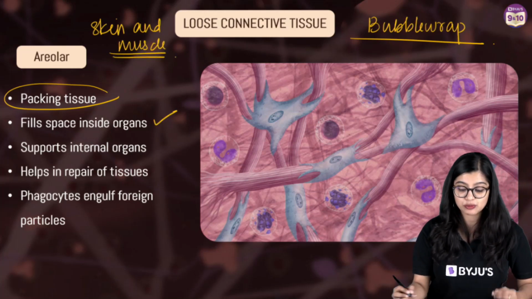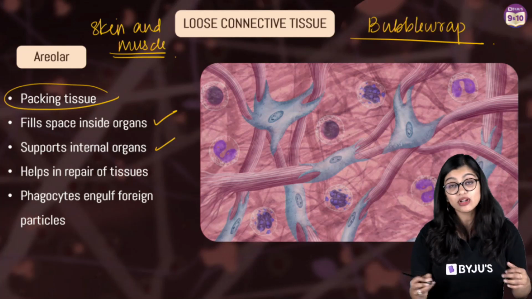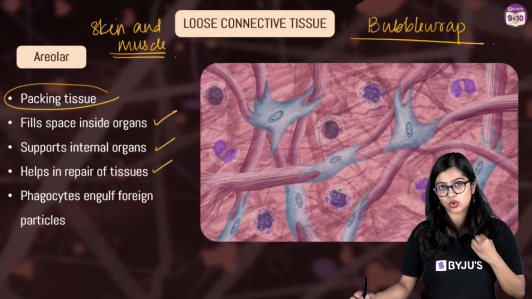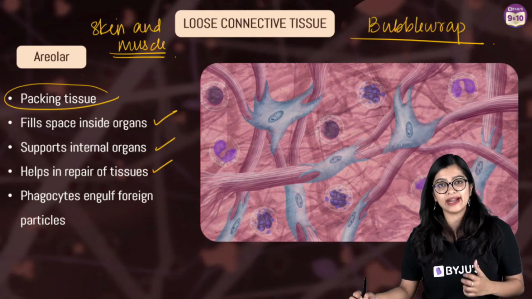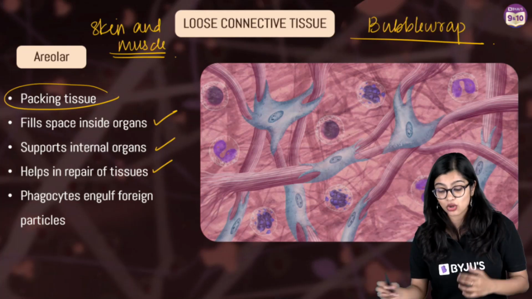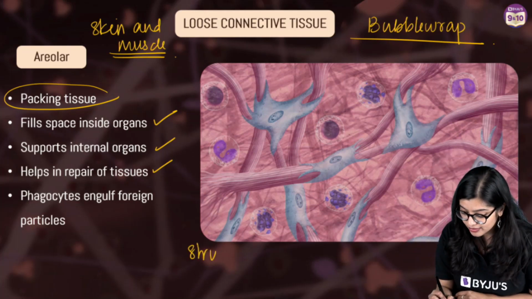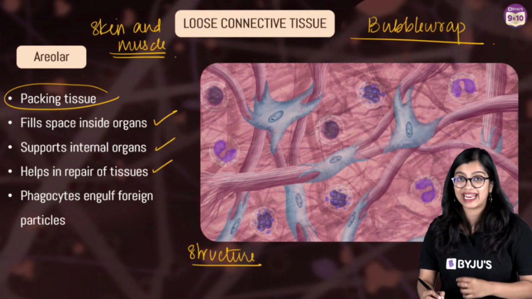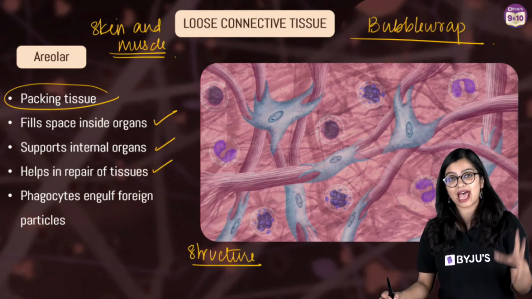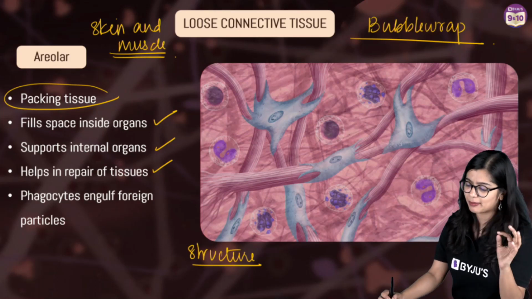Now, what is the function of the areolar tissue? We see that it fills up space inside the organs, supports the internal organs, and in some cases helps with repair of tissues also. Now, you see that it has a wide range of functions. Now, why does it have a wide range of function? That has a lot to do with its structure, right? Now, of course, for grade 9 CBSE, this particular structural bit is not given elaborately, but I will tell you a brief bit about it.